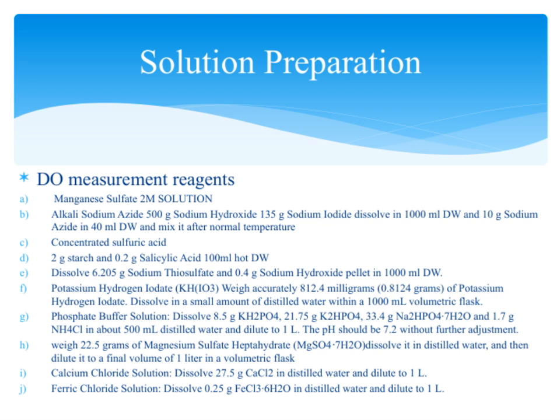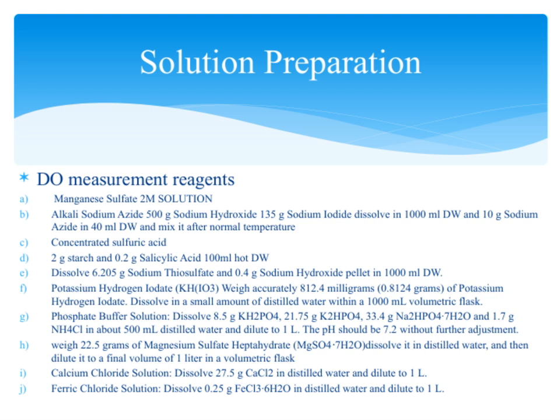Now, let's discuss the phosphate buffer solution. We dissolve 8.5 grams of KH2PO4, 21.75 grams of K2HPO4, 33.4 grams of Na2HPO4·7H2O, and 1.7 grams of NH4Cl in about 500 milliliters of distilled water, then dilute to a full liter. The key point here is ensuring the pH reaches exactly 7.2, which is critical for our buffer's effectiveness.